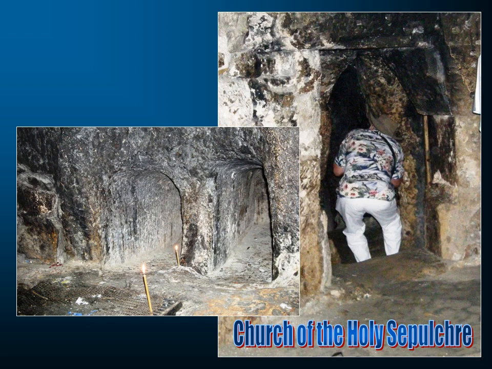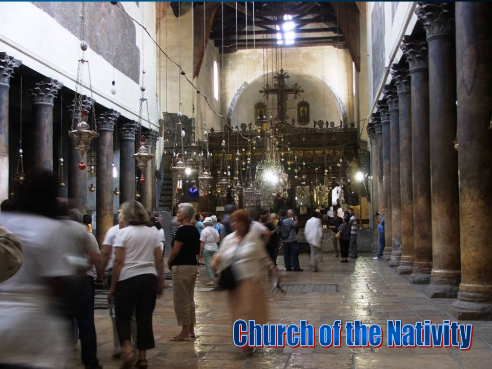And when you go in, you can see the niches that were carved into the stone, into the rock, where they would place the various bodies. And this, I think, actually gives you a good representation of what a first century tomb looked like, because these are first century tombs. These are tombs from the time of when Jesus lived and died and was buried and rose again. Now, the last church we want to see is the Church of the Nativity.